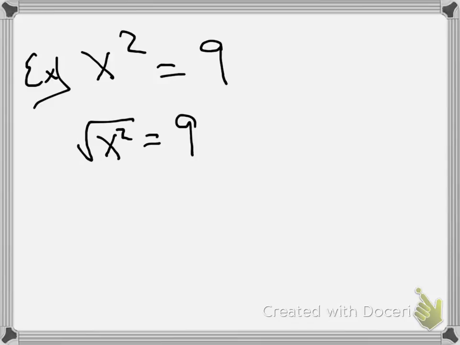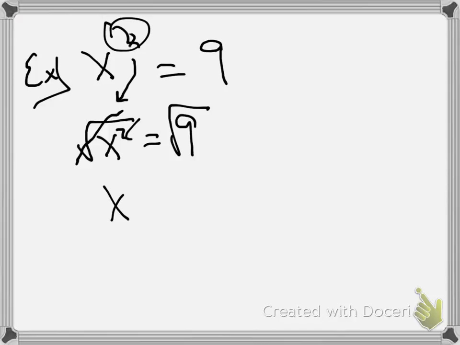So to undo a square, I did a square root, and look what's going to happen. The square root and the square cancel, but you have to do it to both sides, and then that tells me that the value that makes the equation true is going to be the square root of 9, which is 3. It also ends up that you could also use -3 as well.